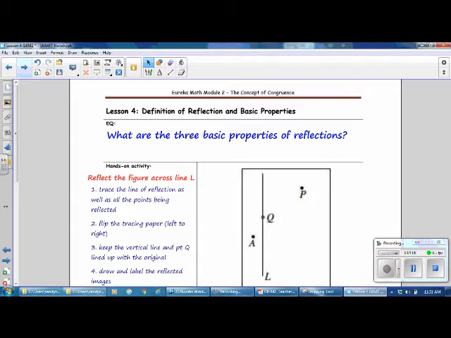Step 1. Trace the line of reflection as well as the points being reflected. Step 2. Flip the tracing paper left to right. Step 3. Keep the vertical line and point Q lined up with the original. Step 4. Draw and label the reflected images.